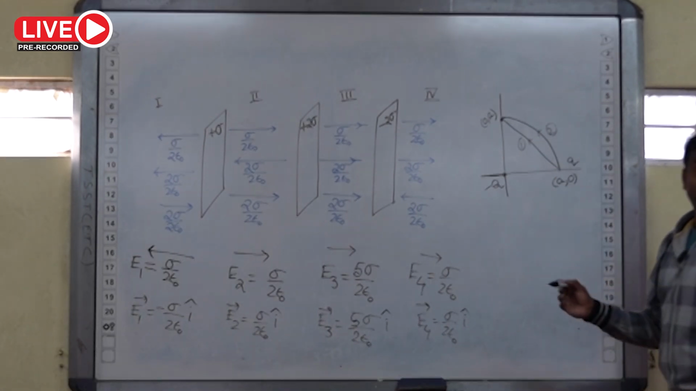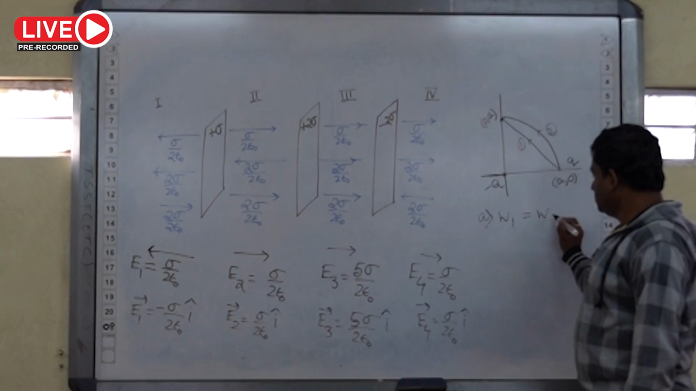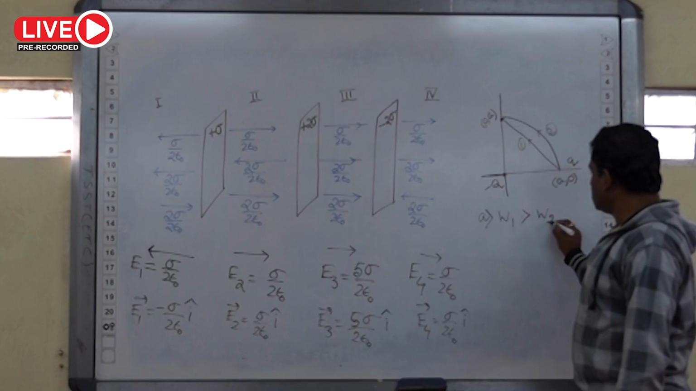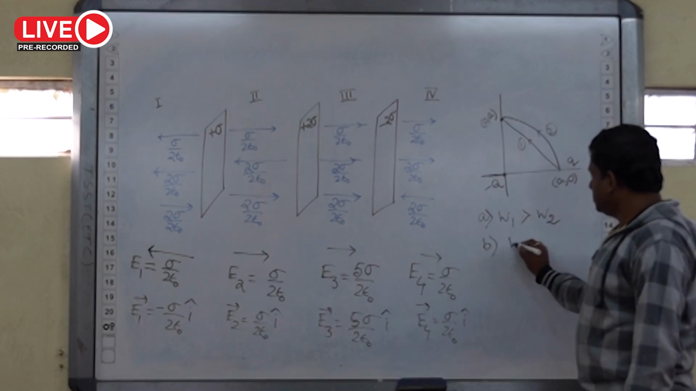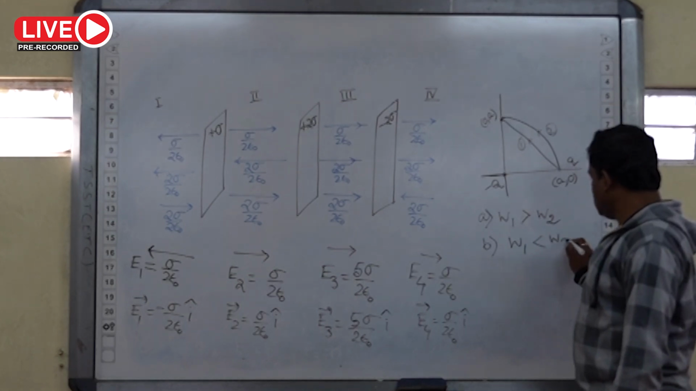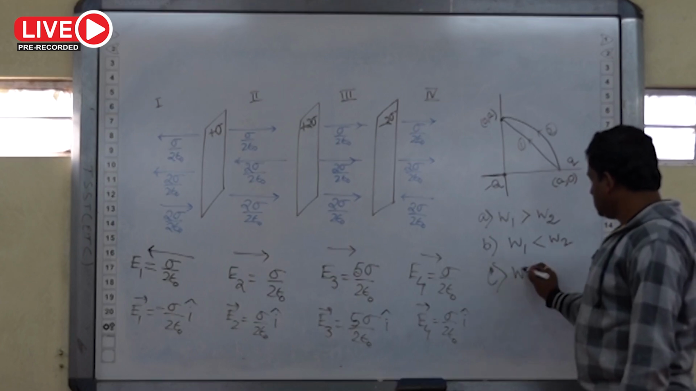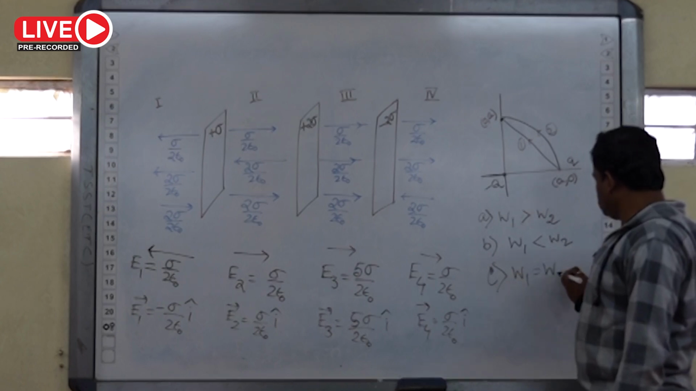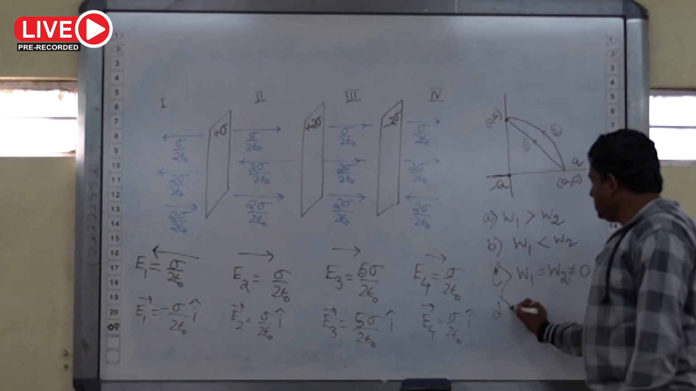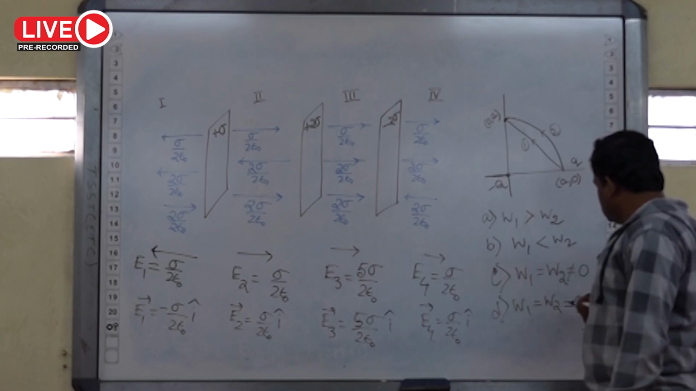Okay, now which option is correct? Option A: work done in path 1 is greater than work done in path 2. B: work done in path 1 is less than work done in path 2. Option C: W1 equal to W2 not equal to 0. Option D: W1 equal to W2 equal to 0.